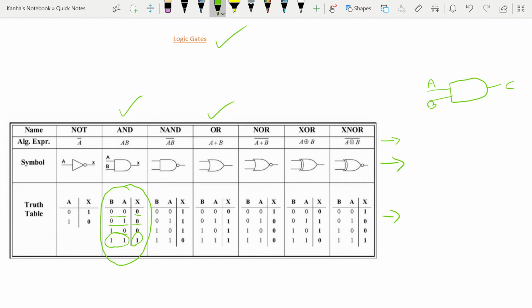Okay, so the AND gate is written like A dot B, which in the set theory analogy can be written as A intersection B, which is A and B. Okay, you should remember the Boolean expressions.